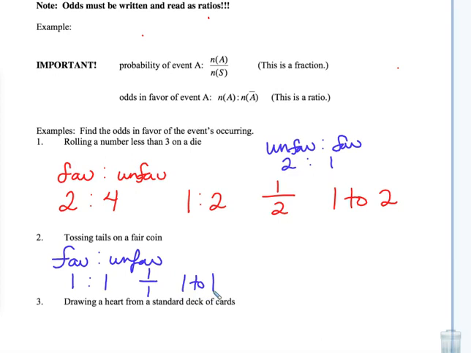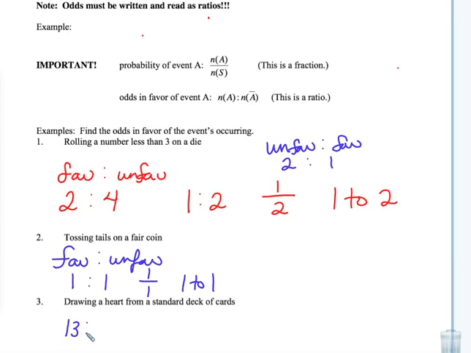Last one on this page, drawing a heart from a standard deck of cards. So when we consider all the cards, remember there's 52 cards in the deck. There's 4 suits. So remember there's clubs, spades, hearts, and diamonds. If you take that 52 and divide it into the 4 suits, you'll know that there's 13 cards that are hearts. So the favorable outcomes would be, okay, there's 13 cards that are hearts. If I said what's the probability of getting hearts, it would be 13 out of the 52.